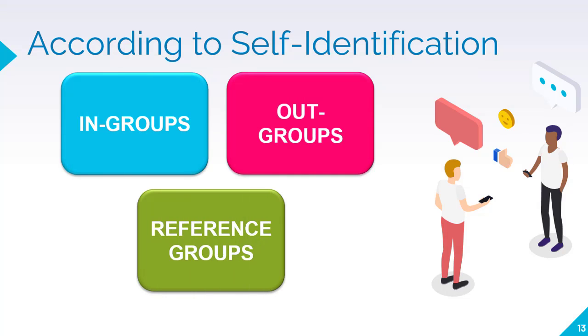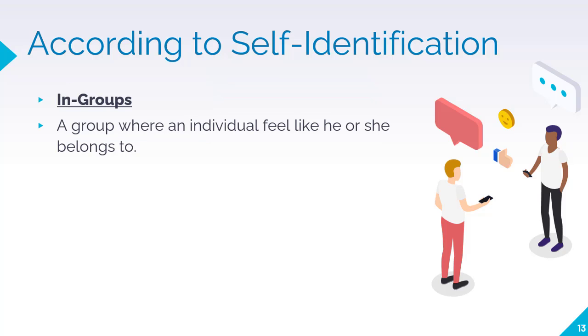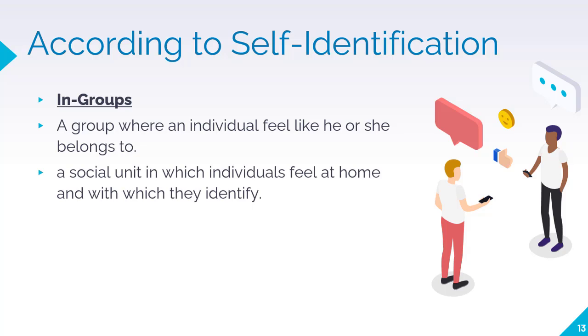In-groups, out-groups and reference groups. In-groups. A group where an individual feels like he or she belongs. It is a social unit in which individuals feel at home and with which they identify themselves. For example, there is a group of people whom we can call our people. We feel comfortable around them, we feel safe when we are with them.